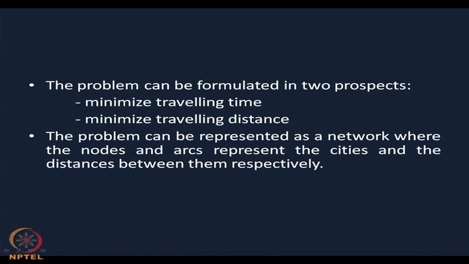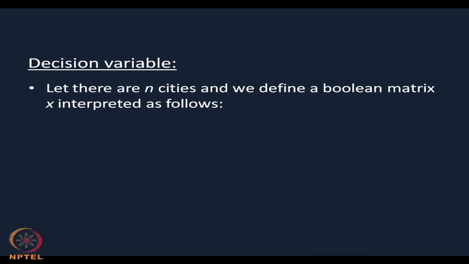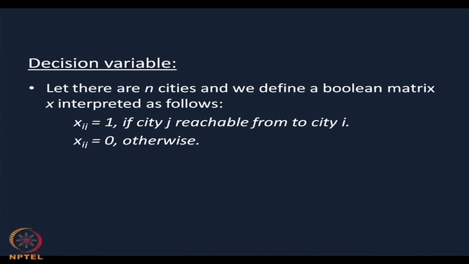So, what are the decision variables? If you see, there are n cities and we have to define a Boolean matrix X, which is interpreted as follows: we write small x_ij equals 1 if city j is reachable from city i, that is, if there is a connection between city i and city j, in that case x_ij equals 1, otherwise if there is no connection we say that it is not reachable.